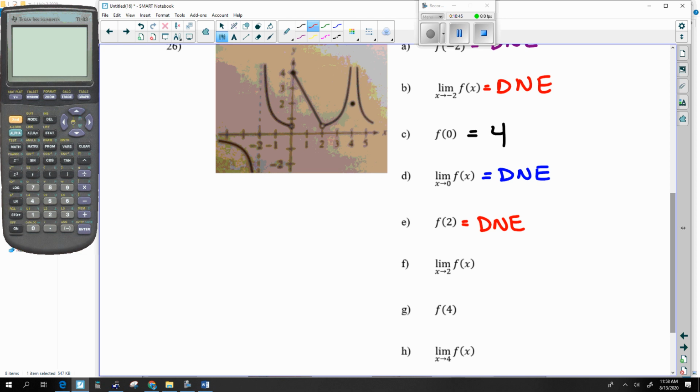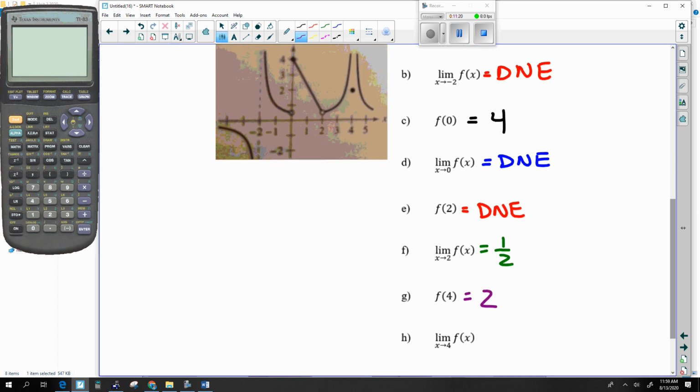What is the limit as it goes to 2? The left-hand side says it should be 1/2. The right-hand side says it should be 1/2. They agree. It should be 1/2. f of 4. Where is the concrete dot at 4? So looking at 4 here, I see the concrete dot is actually at 2, because there's an actual dot there.